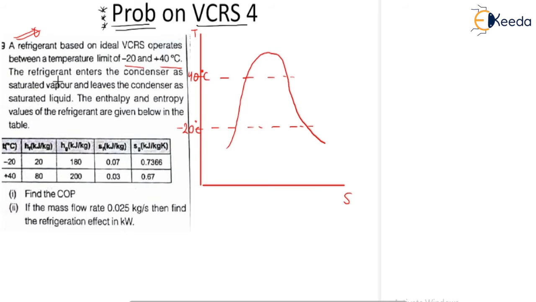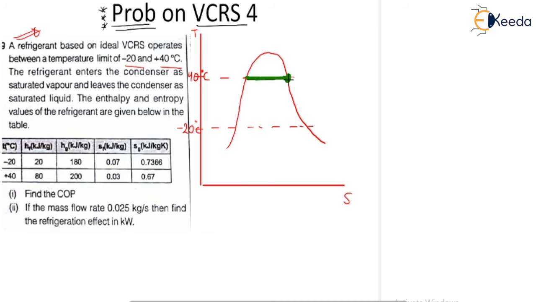Okay, my dear friends. Now the refrigerant enters the condenser as saturated vapor. So first of all, you have to plot all these lines. That means your condenser region is this. This is your condenser region, and your refrigerant enters into this condenser.